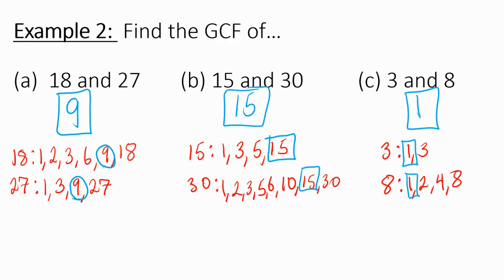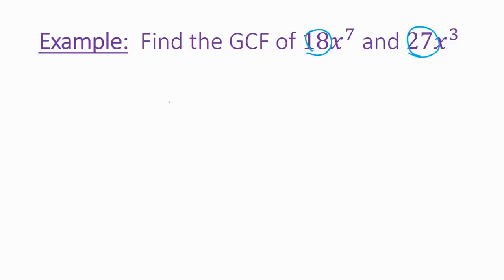Now it's still asking us to find the greatest common factor, but they didn't just give us numbers. They gave us terms. So we have a constant in each one, and we have some variables in each one. So here's what I'm going to do. I'm going to start by finding the greatest common factor of the constants, the 18 and the 27. And we actually just did that, right? Between 18 and 27, I listed them all out. The biggest number that they had in common was 9. So I'm going to start with the 9. And now what I'm going to do is look at the variables.